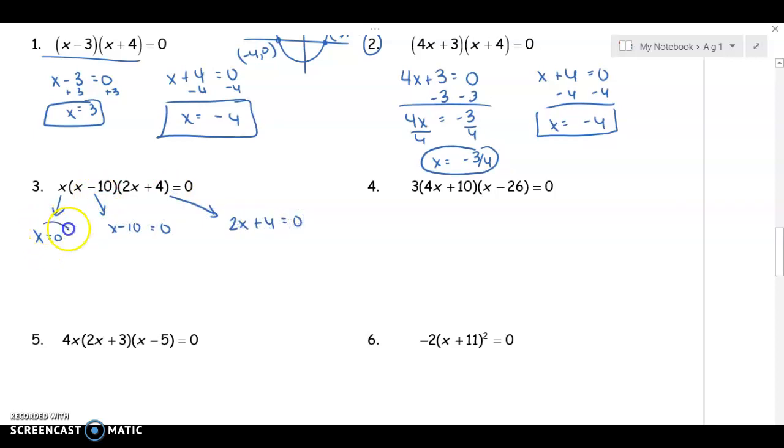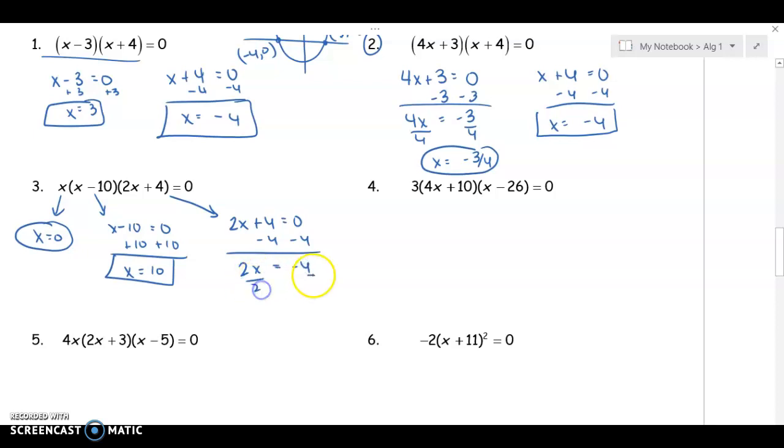This one, it's already done. x equals 0. This one, add 10 to both sides. You're going to get x equals 10. And this one, you're going to subtract 4. You get 2x equals negative 4. Divide by 2. You get x equals negative 2.